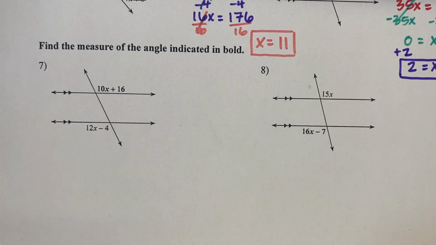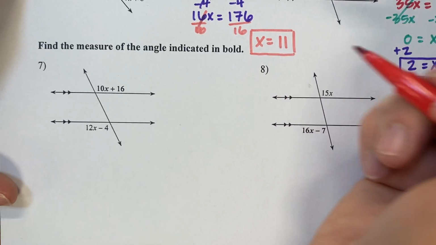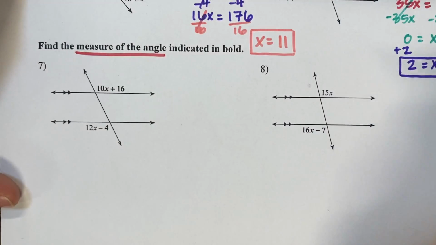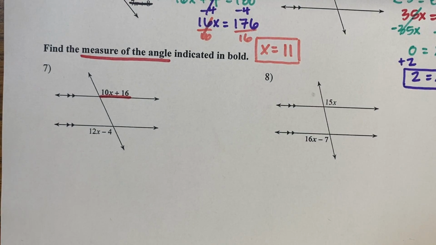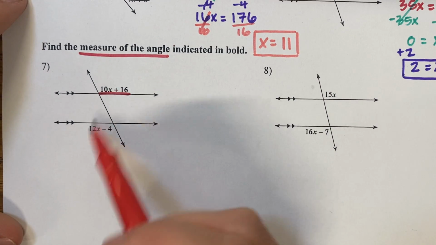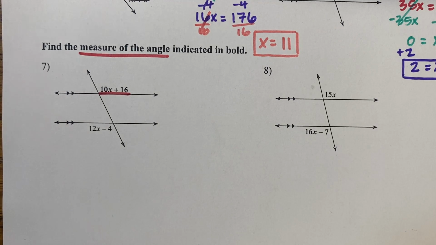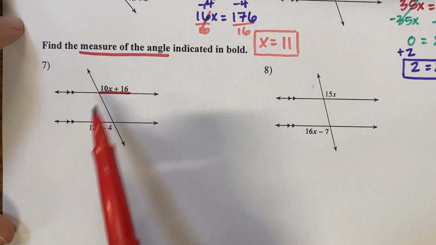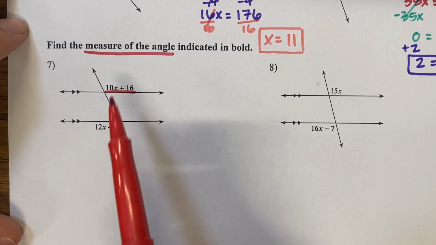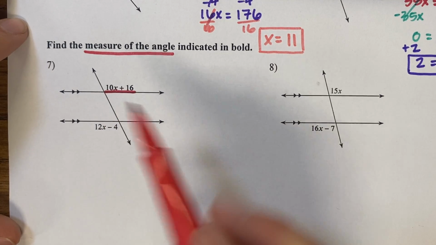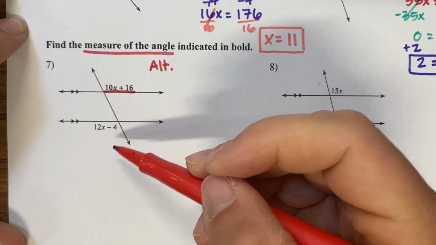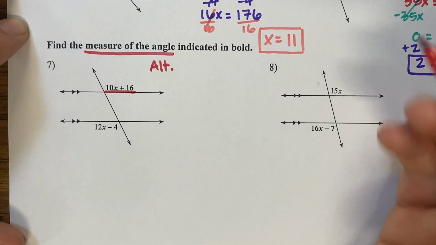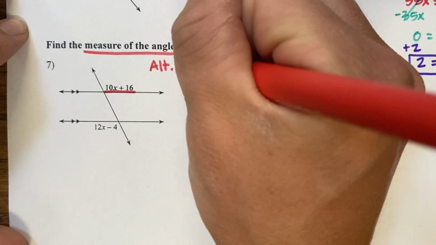So now it's asking us to find the measure of the angle indicated in bold. Measure of the angle. Okay, the one in bold, if you can't see it very well, it's this one up here, 10x plus 16. So notice that we have x's in there. We can't find the angle until we solve for x, and we can't solve for x until we know what they're equal to. So we got to classify the relationship first. So first thing I see is that they're on different sides of my transversal, so that tells me alternate. And then they're on the outsides of my parallel lines, alternate exterior.